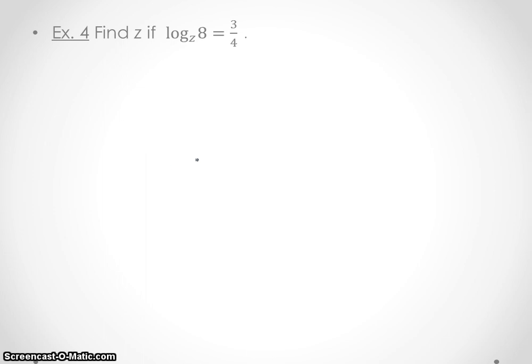Next problem says find Z if log base Z of 8 equals 3/4. Now not quite the same problem because before we had our variable here and now we have it as our base, but it would still be helpful to write this guy in exponential form. So I'm going to go ahead and do that. So we have Z to the 3/4 power, and then the 8 gets kicked outside, so equals 8.